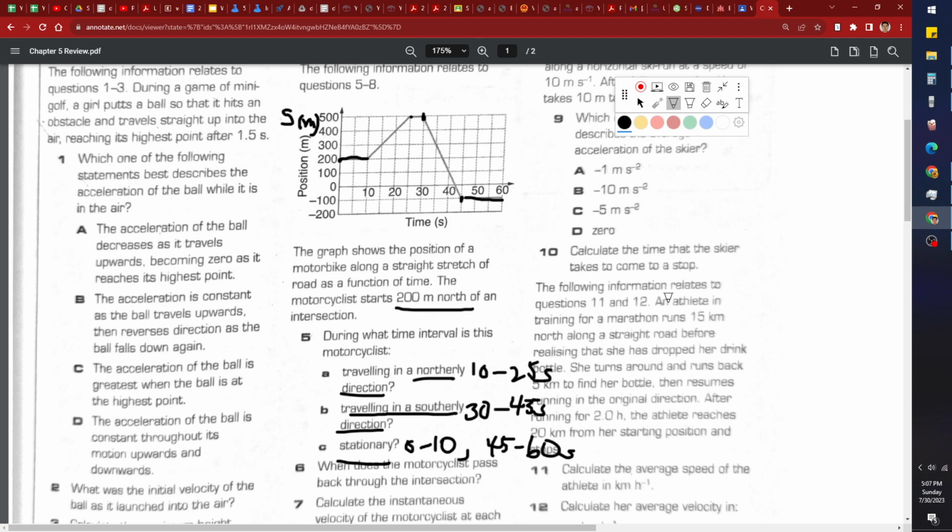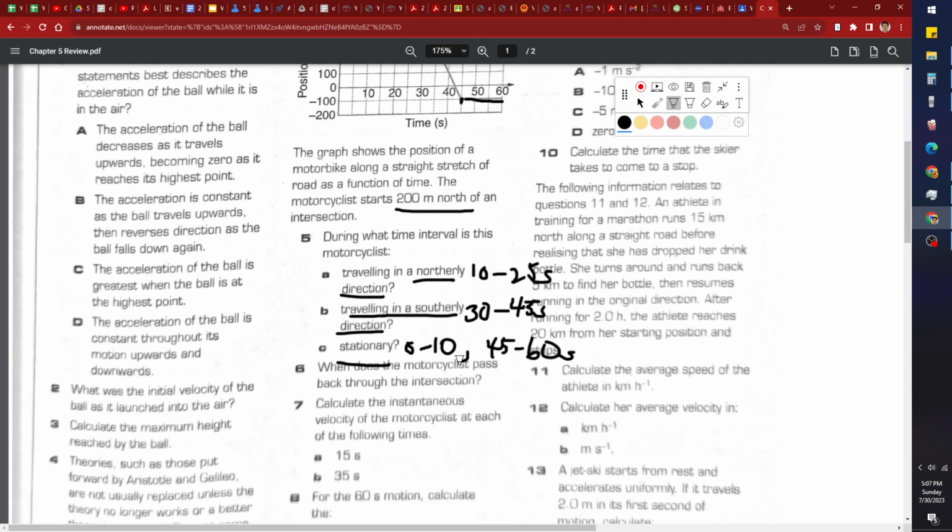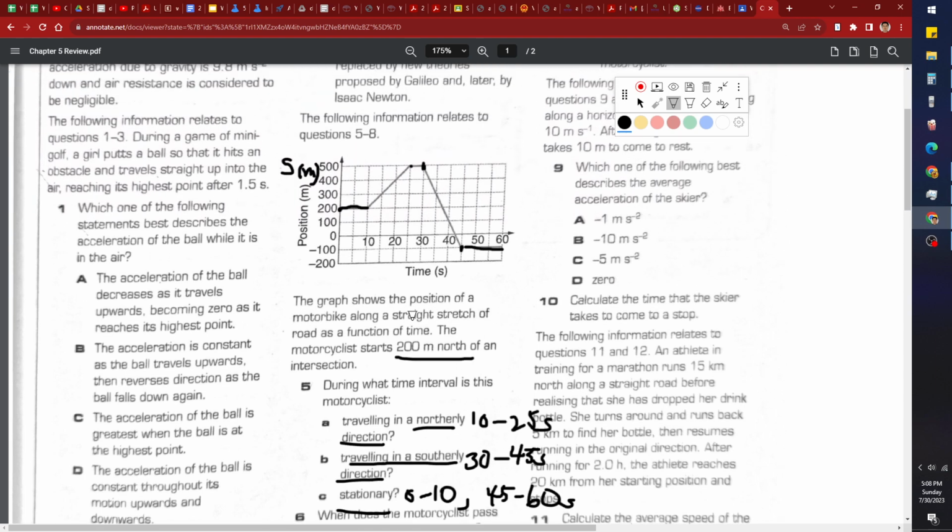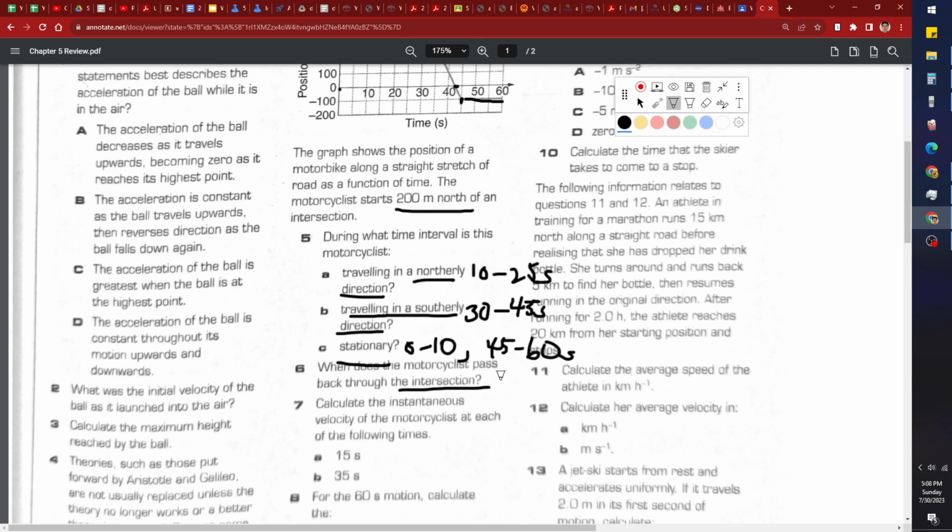Okay, let's go. When does the motorcycle pass back through the intersection? Well, it said in our description at the beginning that the motorcycle starts 200 meters north of the intersection. So north, that means the intersection must be 0. When does he go from where he started all the way back to 0? Right here. And I think it's between 40 and 45. So for us, at 42.5 seconds. Okay, and it's the difference between 40 and 45 seconds.